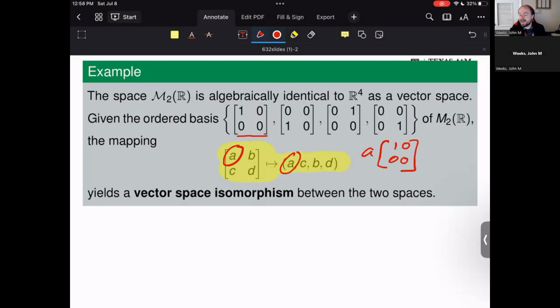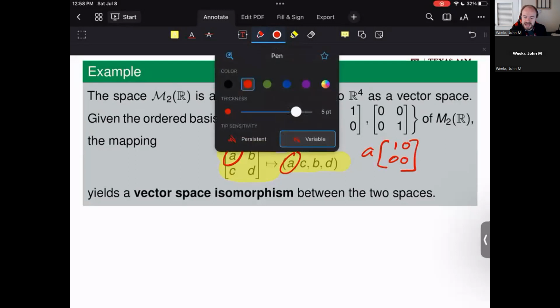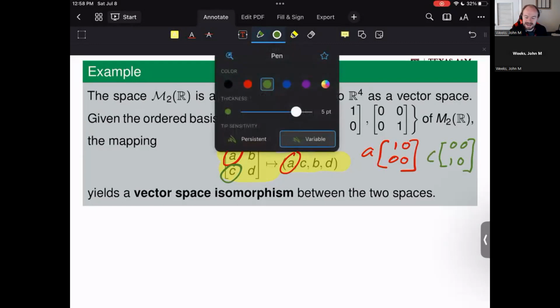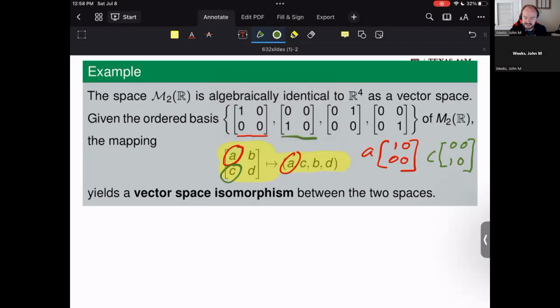That gives us our coordinate of A. Now, when we write with respect to the next coordinates, this one right here, 0, 0, 1, 0, this next basis element, that coordinate has to be the one that goes in the bottom left corner. So that's why we write a C next in our coordinate. That's the next thing that comes down.